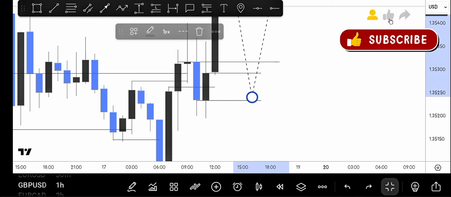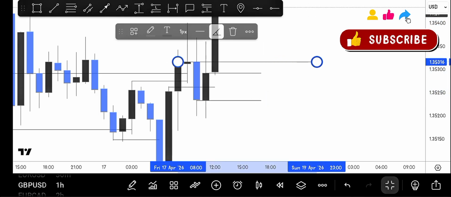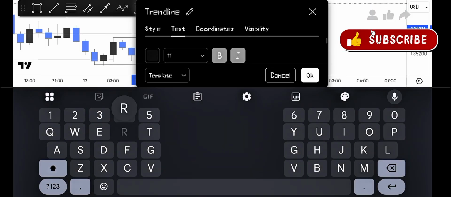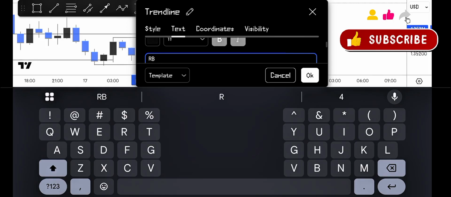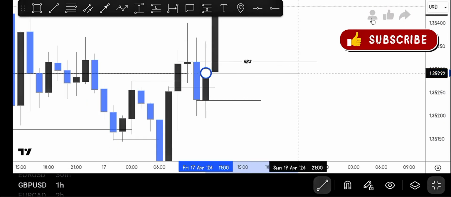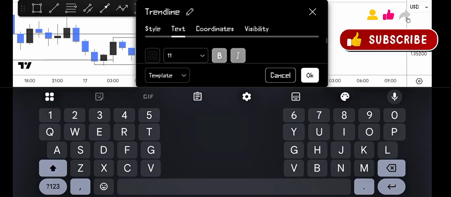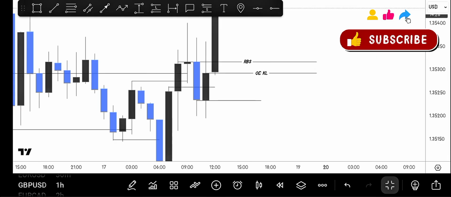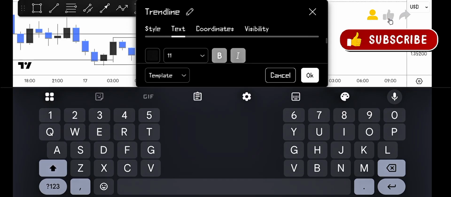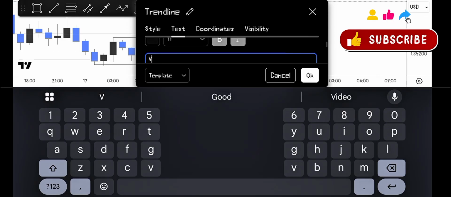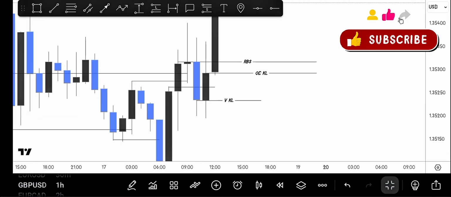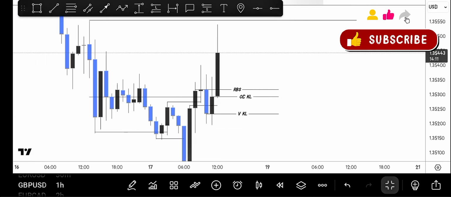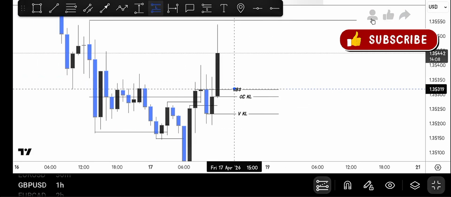So price has broken to the upside. We have our ROBS. So I'm actually thinking of having a nice sniper entry. Okay, we have our ROBS now, and this is our OC level. OC key level. Alright, and we have our V level. It's also known as apex because it is the extreme. So V, right, key level. So we have these three key levels right here.